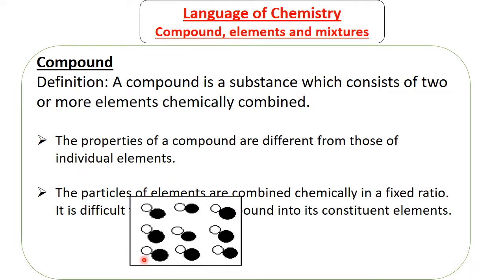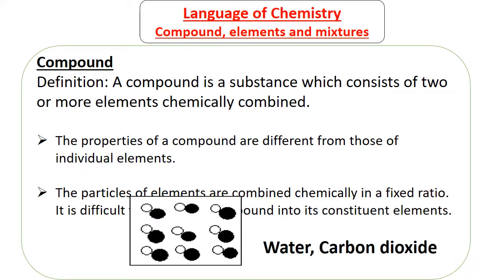So this is a diagrammatic representation of a compound, always made up of two elements chemically combined. This is how chemical combination is represented. These are chemically combined, these are chemically combined, these are chemically combined. And this combination is called a chemical bond, and we're going to start that. So this is how a compound is represented.